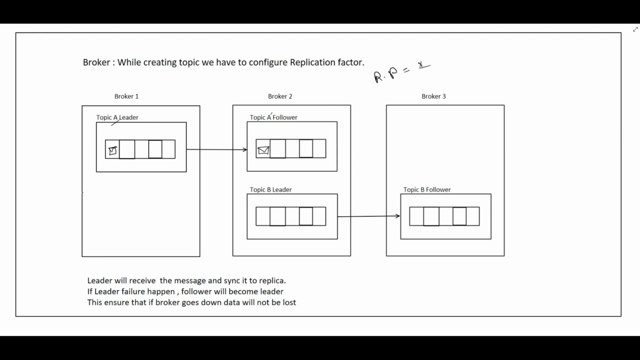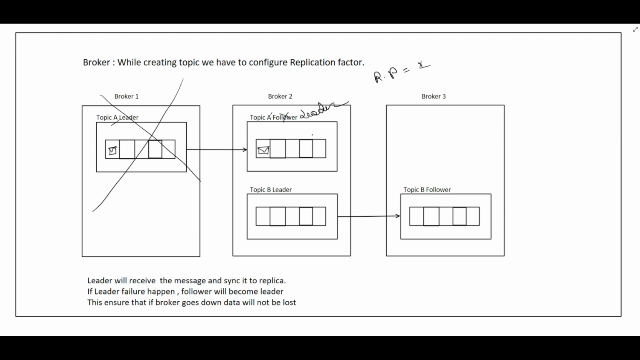So what are the benefits we get? Suppose broker 1 goes down, then we'll still have the message in broker 2 and this follower will become the leader. It will receive the messages in place of topic A, and the message will be read by the consumer from this topic A. This ensures that if a broker goes down, data will not be lost.